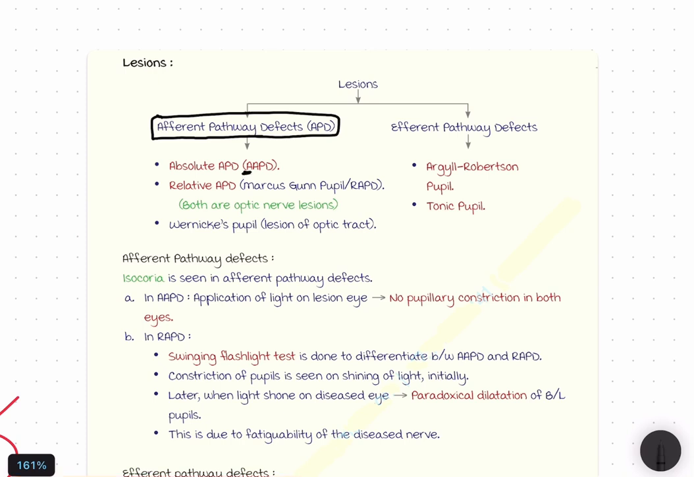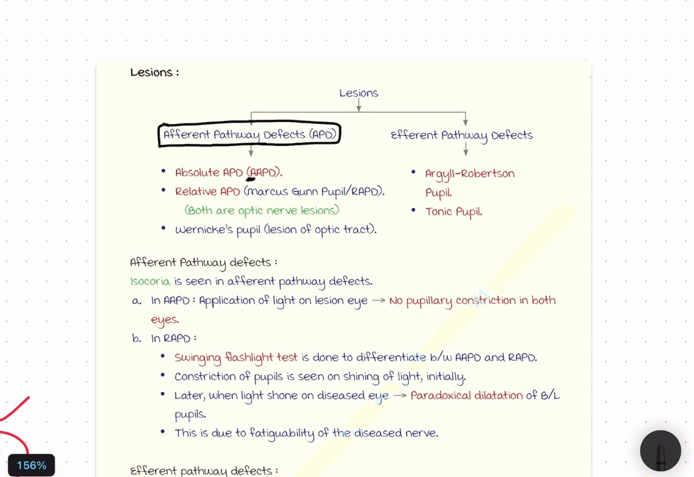That means a complete afferent defect, meaning the optic nerve is damaged. If the optic nerve is completely damaged, obviously the patient will have anopia, ipsilateral anopia. Next, please remember all the afferent pathway defects present as isocoria, meaning both pupil sizes will be the same. So there will be isocoria, very important.